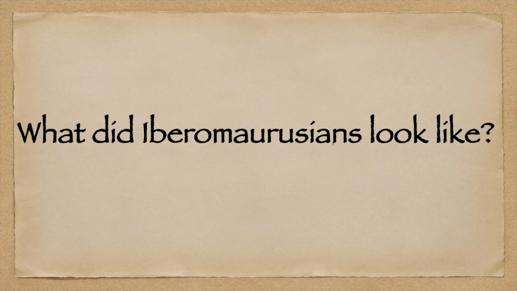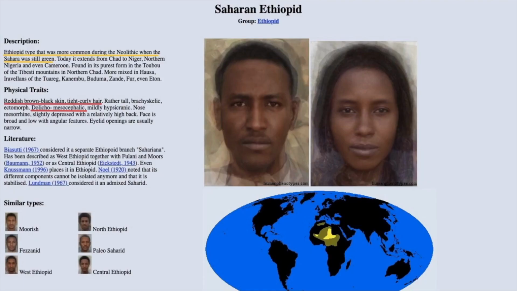So, what did Ibero-Maurusians look like? Since indigenous Middle Easterners would descend from or have Ibero-Maurusian ancestry, and Semites could have originated from Neolithic North Africa, the Saharan Ethiopid type is one good example. Ethiopid type was more common during the Neolithic when the Sahara was still green, as we just read. Basically, reddish brown to black skin, tight curly hair, dolichocephalic skull structure.